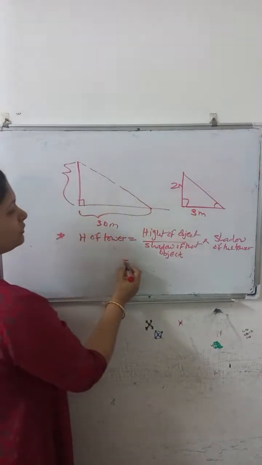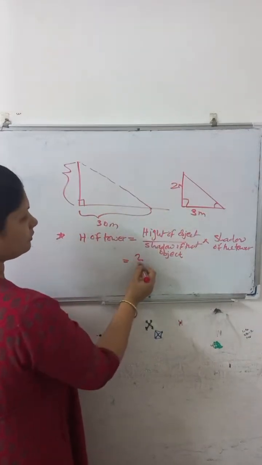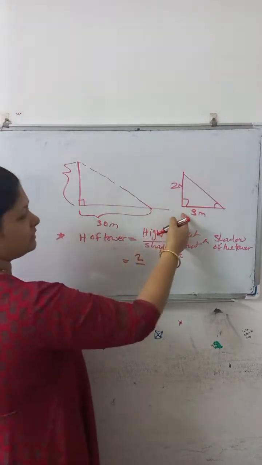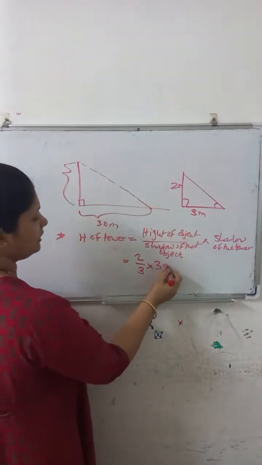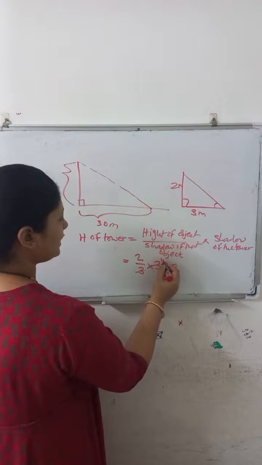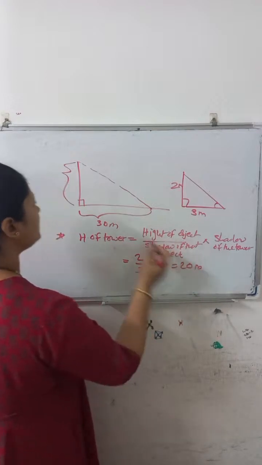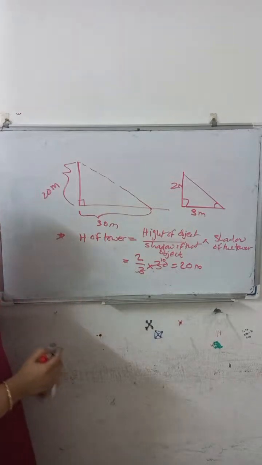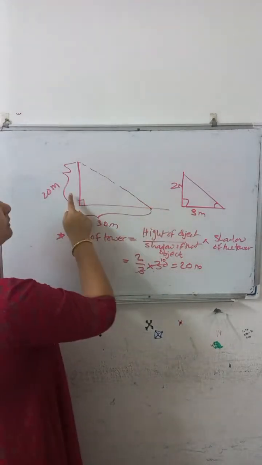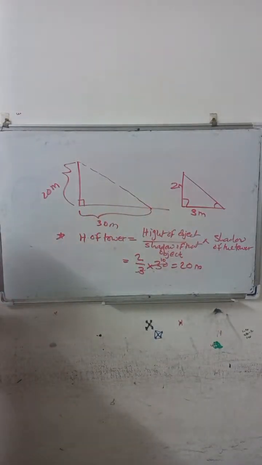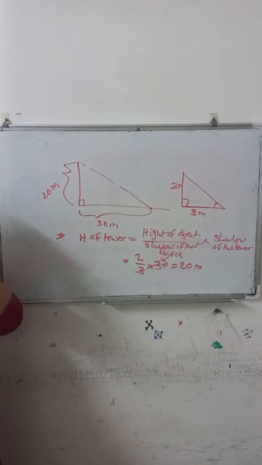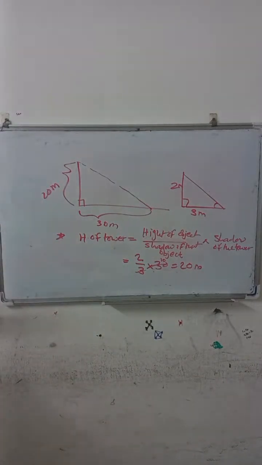So instead of that, height of the tower is height of the object upon shadow of the object into shadow of the tower. The height of the object is here 2. Shadow cast is 3, and the shadow of the tower is 30. So this gets cancelled and here 10. So 10 into 2 is 20 meter. See here, it is 10 times that object, and the shadow is also 10 times the shadow of the object. So copy this and note it down, and somewhere you can make a box for this formula. So the option is 20 meter.